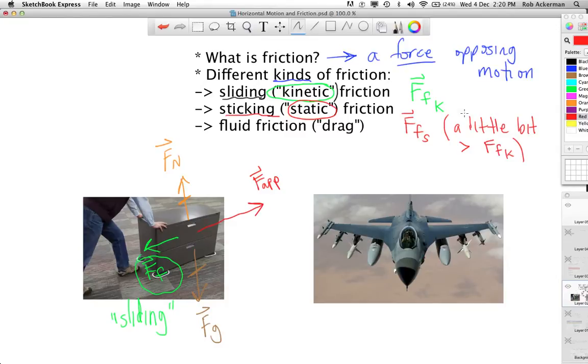Another kind of friction that's very interesting to study is what we call fluid friction, also known as drag. And this picture down here with the jet fighter gives you an idea of what that friction force is all about.